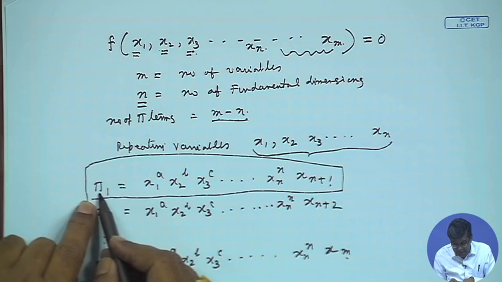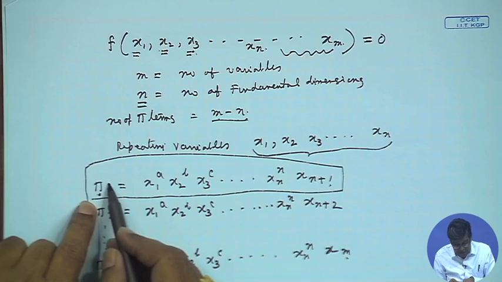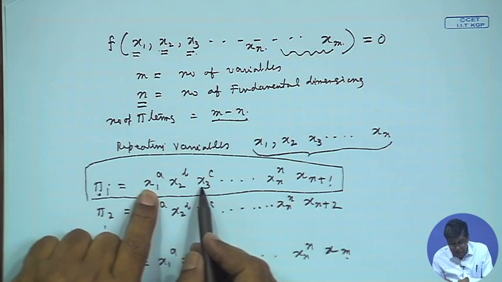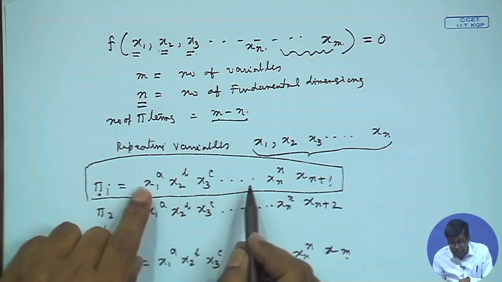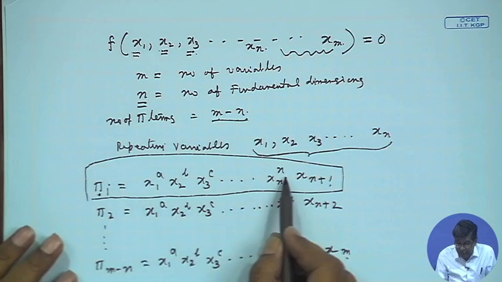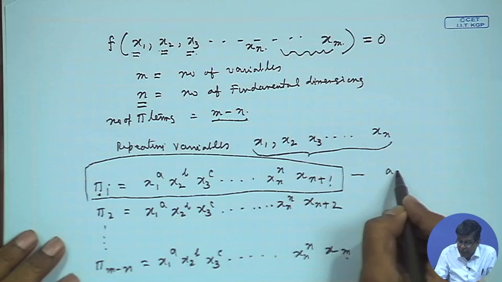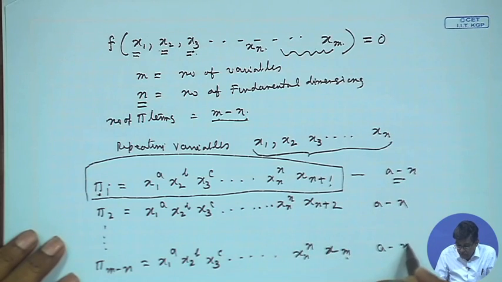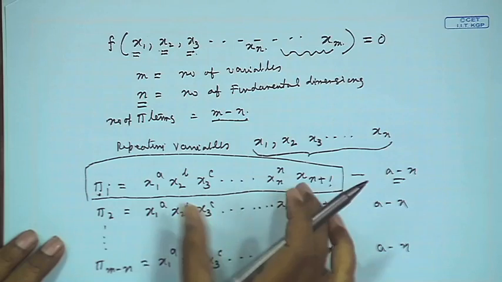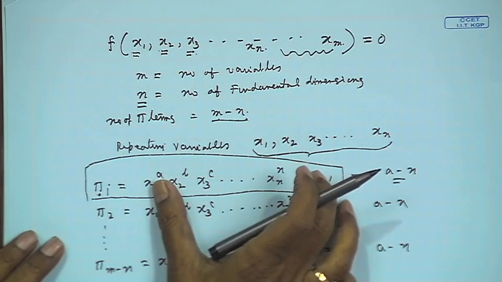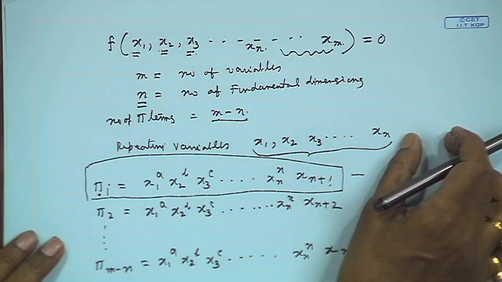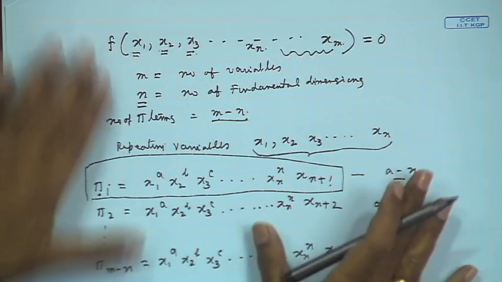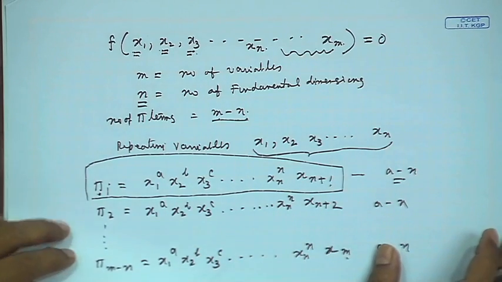That means the indices of all fundamental dimensions will be 0. So, if we equate each of the n fundamental dimension indices to 0, we get n number of equations, and there are n unknowns. We solve for a to n for all the pi terms. Therefore, we get the explicit form of each pi term. Okay, so this way the pi terms can be found out.